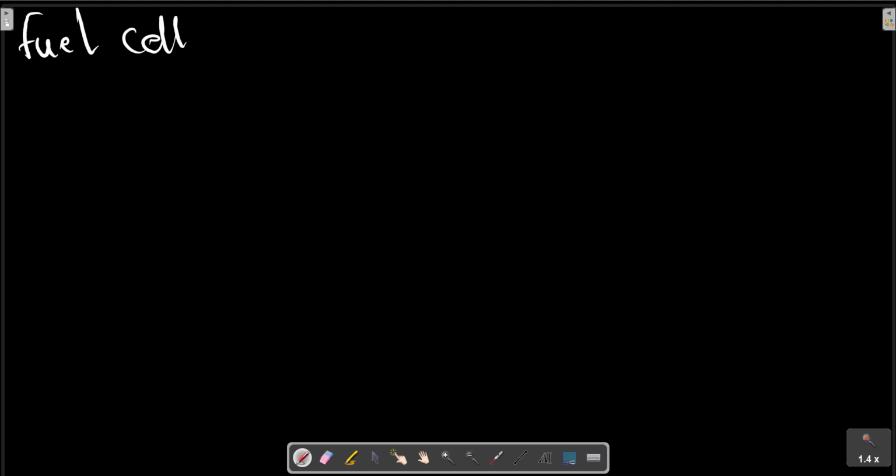Fuel cells. The previous example raised the question of the possibility of a reversible chemical reaction. What is the possible chemical reaction for fuel cells?